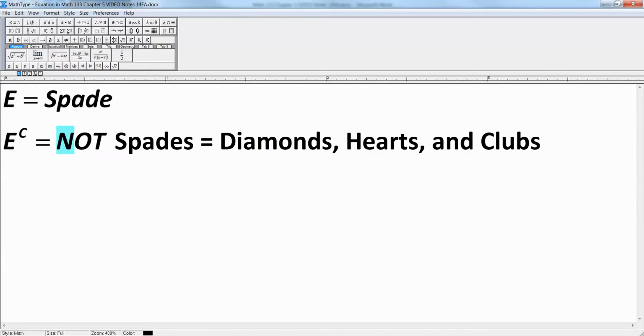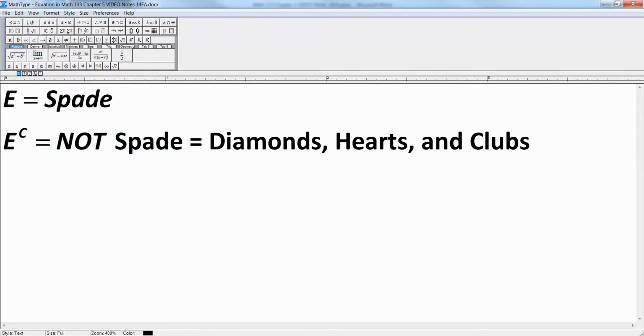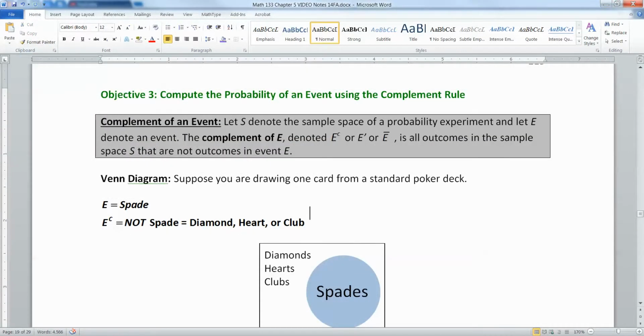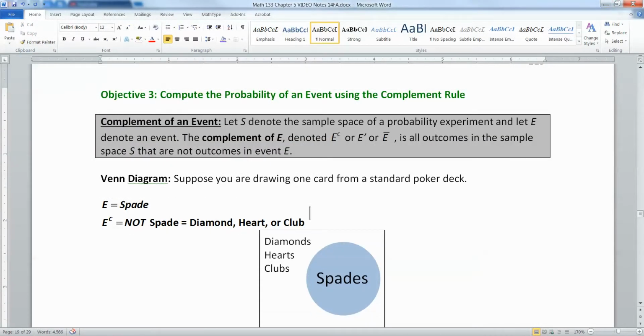Now you could say that in the negative tone. You could say it's not getting a spade. Or you could say drawing a diamond, a heart, or a club. Right? Those are all the things that are not a spade. So that's kind of the more positive way to write it.